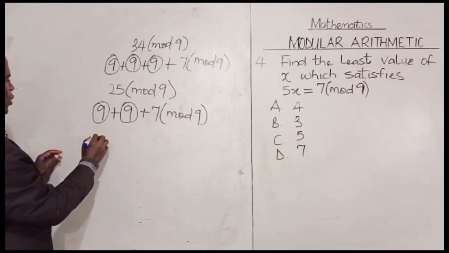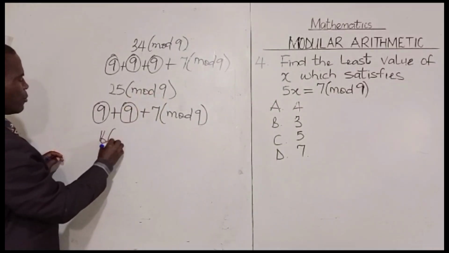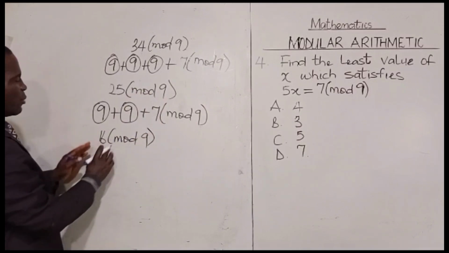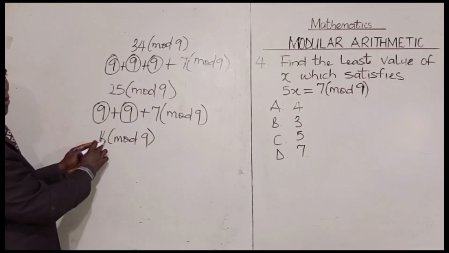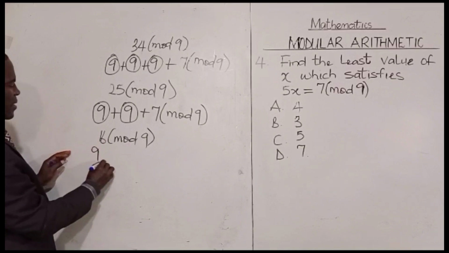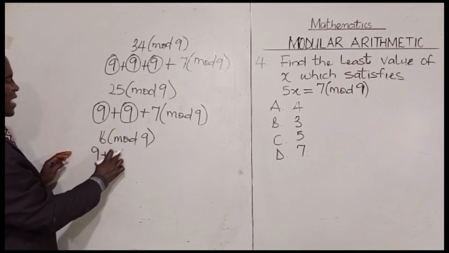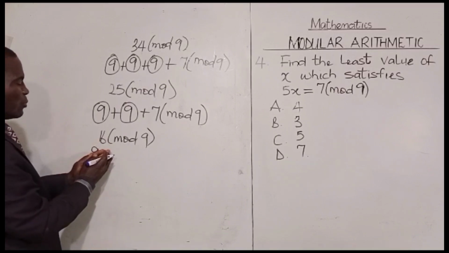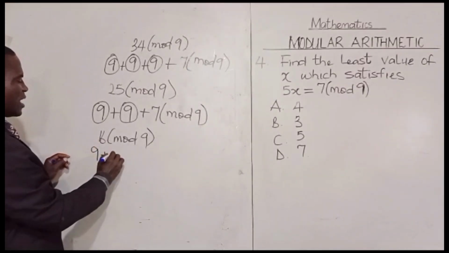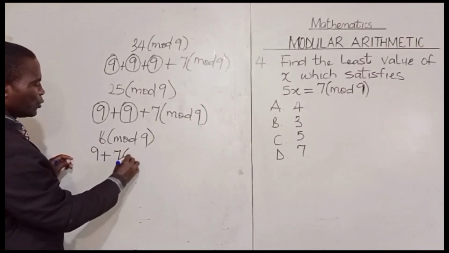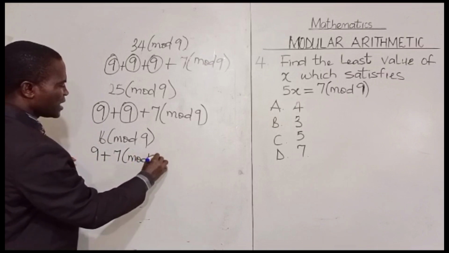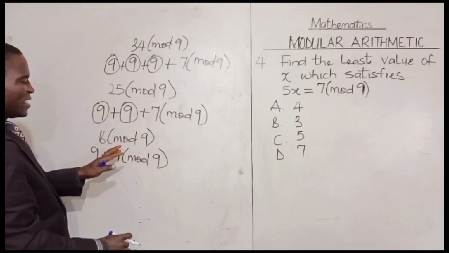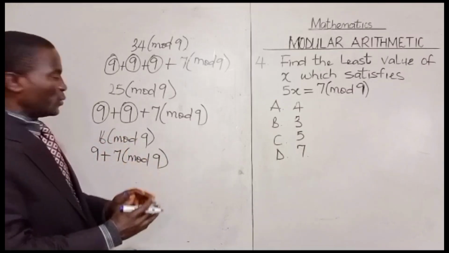Now let us look at another one. 16 modulo 9. If I want to count 16 in bundles of 9, I'm going to say 9 plus, if I add another 9, it will go beyond 16. So what is going to be the leftover? If I remove 9 from 16, I'm going to have 7 modulo 9. That shows that 7 modulo 9 and 16 modulo 9, the two of them are equal in value.